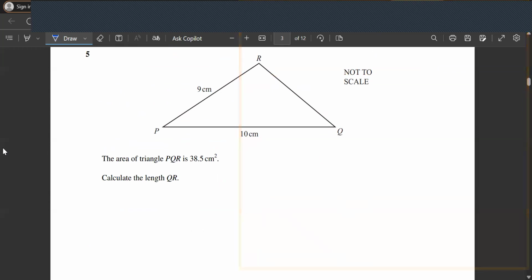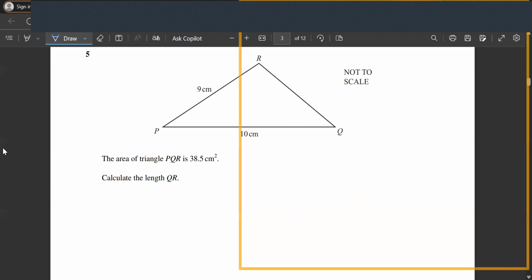Okay, for this question, it's telling you what? The area of triangle PQR is 38.5 centimeters square. Calculate the length of QR. How to calculate the length of QR? What do you think I should do?